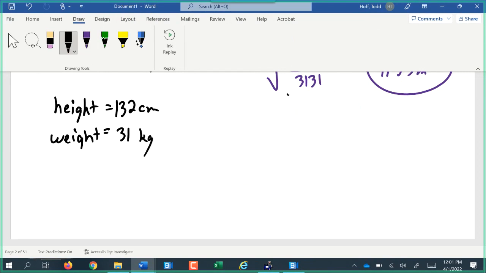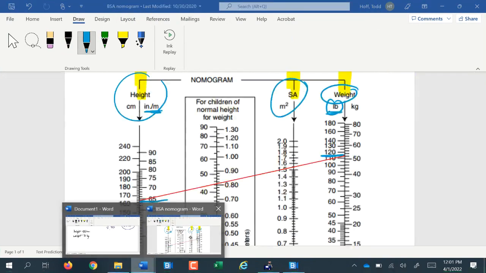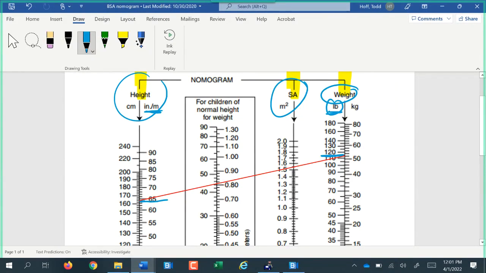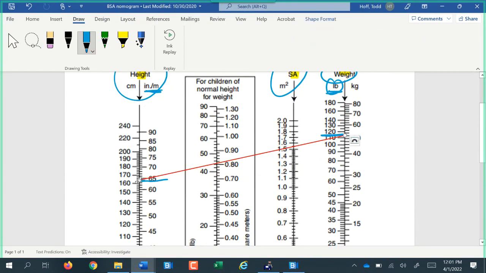So let's look that up on our nomogram here, 132 and 31. On the left side over here, we're going to put this at 132. I'll move this down here, 132, right there. Now we've got to be careful with our scale. This goes from 130 to 140. There are 5 spaces there, so that's 10 pounds over 5 spaces. Each space is 2 pounds.